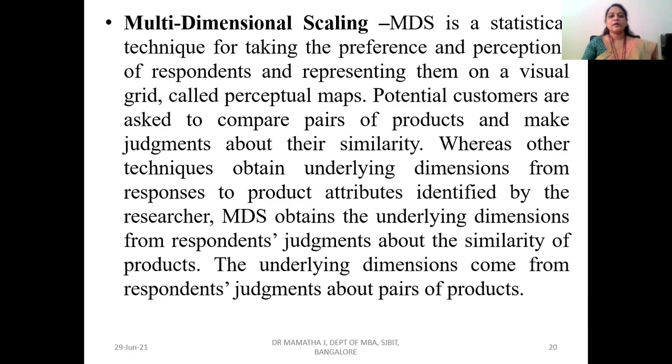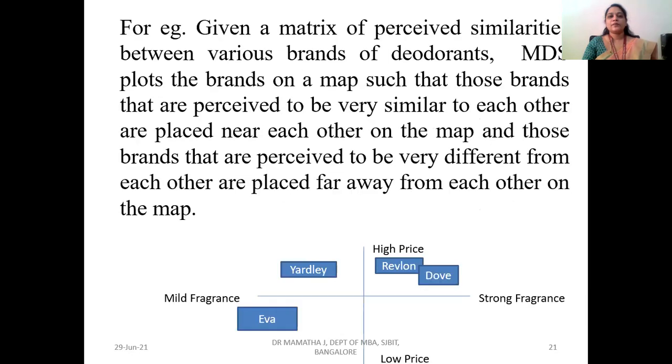Whereas other techniques obtain underlying dimensions from responses, MDS obtains underlying dimensions from respondents' judgment about the similarity of the products. Okay, so for example, take a given matrix of perceived similarities between various brands of deodorants. Okay, we are taking Dove, Revlon, Yardley, Eva. MDS plots the brands on a map such that brands perceived to be very similar to each other are placed near each other on the map, and brands perceived to be very different from each other are placed far away from each other on the map.